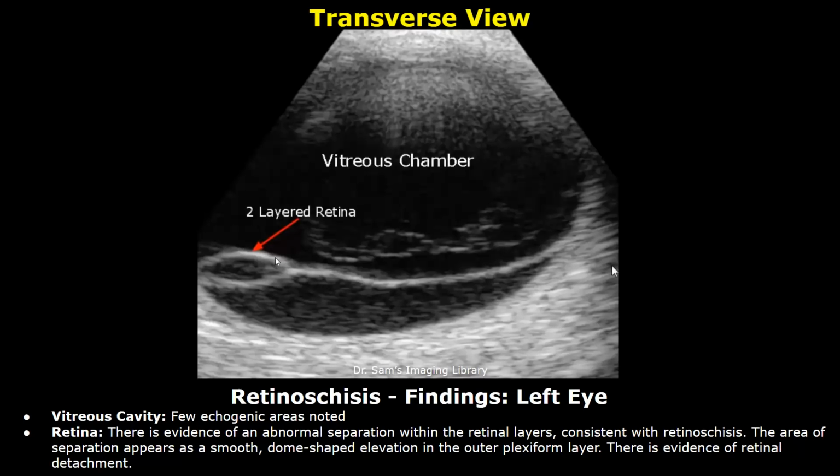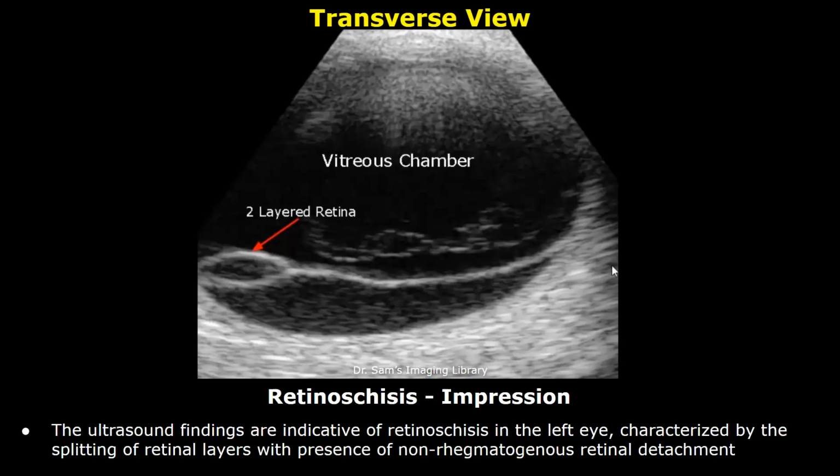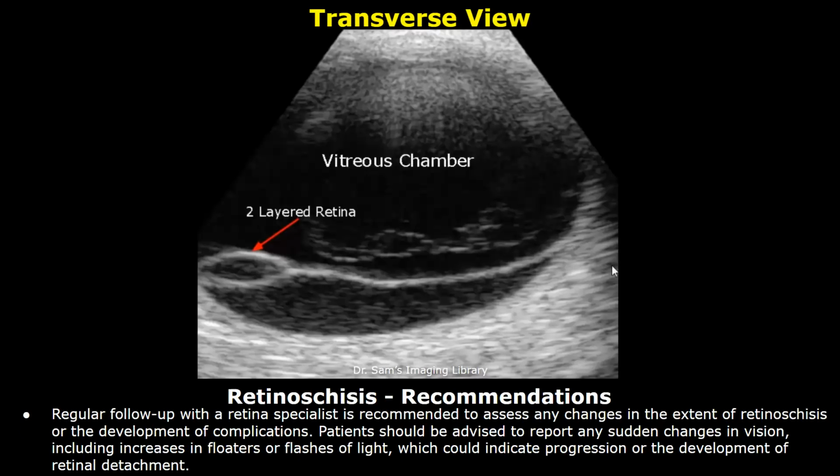There is evidence of retinal detachment. No other abnormalities were detected. This is the impression. The ultrasound findings are indicative of retinoschisis in the left eye, characterized by the splitting of retinal layers with presence of non-rhegmatogenous retinal detachment. Regular follow-up with an ophthalmologist is recommended.